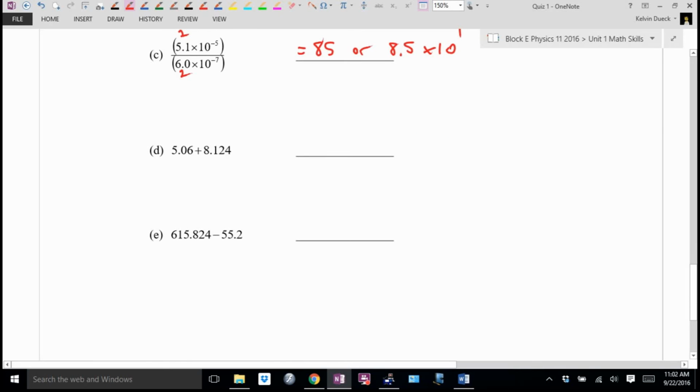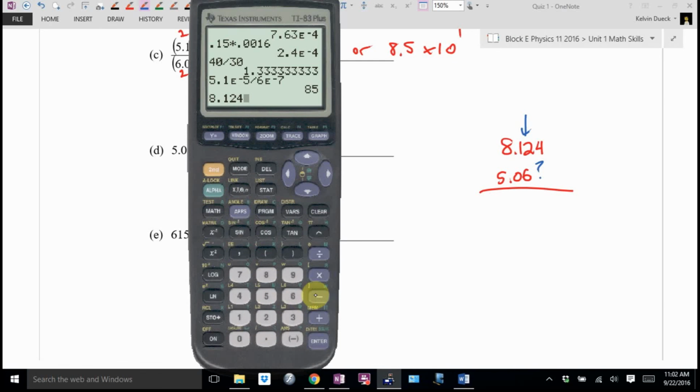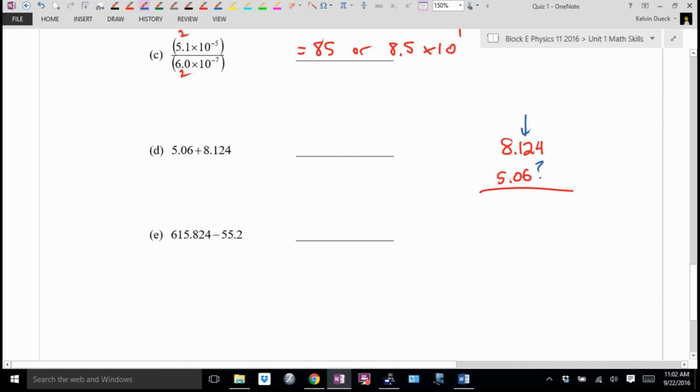Adding and subtracting. Write them vertically. Looks like that's where I'm guessing, that's where I'm rounding to 2 decimal places. 8.124, was it plus or minus, Mr. Dewitt? Plus. 5.06, I'm rounding to the second decimal place. Is the 8 going to stay an 8 or become a 9? And I'm going to write 13.18. Did anybody do that one in scientific notation? 1.318 times 10 to the 1? Okay.